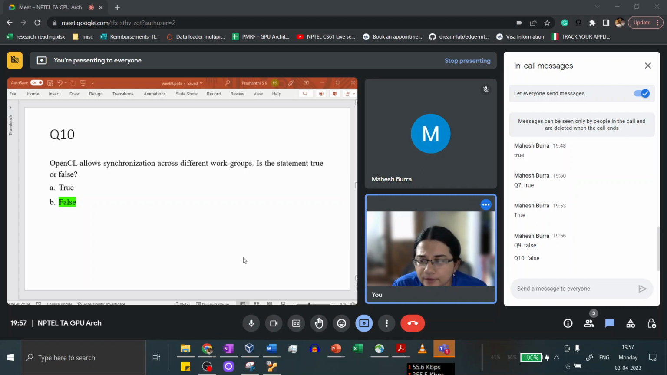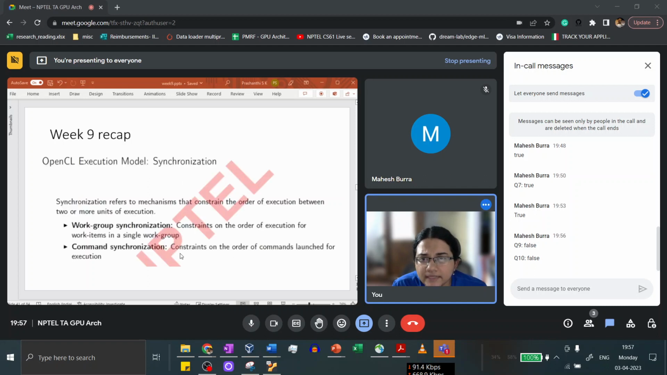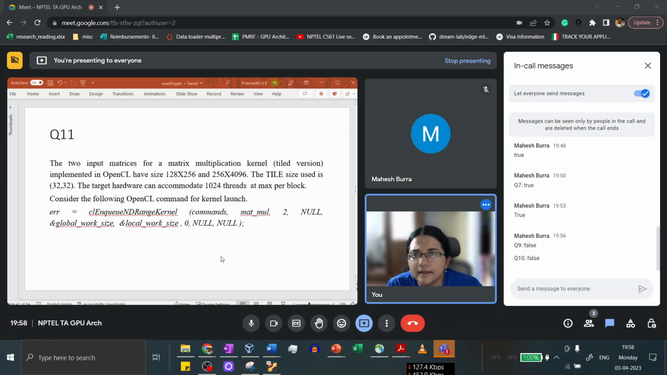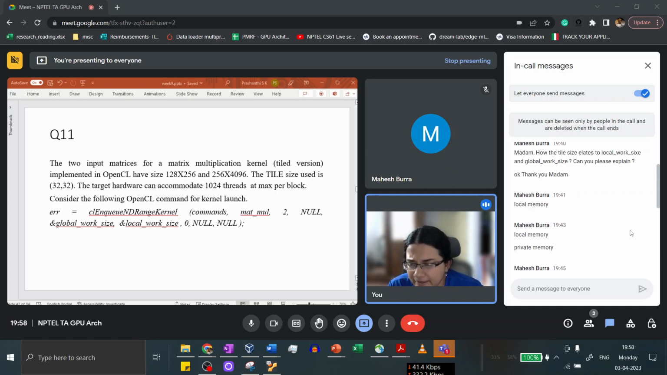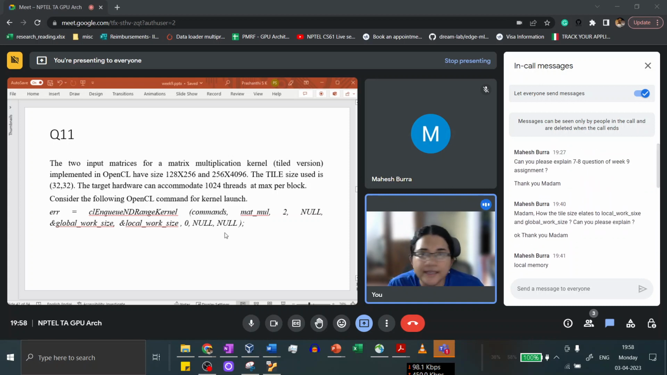I think we have two more. Yeah, this is the recap of that. Work group synchronization has constraints on order of execution within a single work group, right? So, you cannot have across work group. Command synchronization is constraints on the order of commands launched for execution. So, what we'll do now, we have two more numericals that are very similar to your questions 7 and 8 in week 9. So, we'll come back.